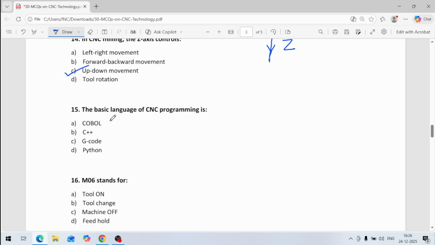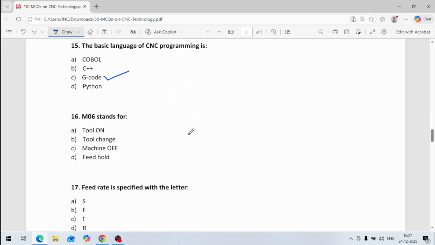Okay. So next: the basic language of CNC programming is COBOL, C++, G code, or Python. It is G code. With the help of G codes only we make the programs. Okay. Next is: M06 stands for tool on, tool change, machine off, or feed hold.